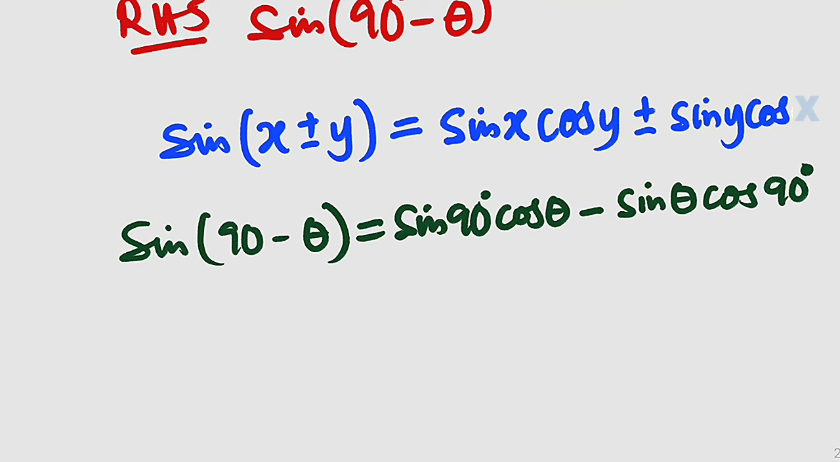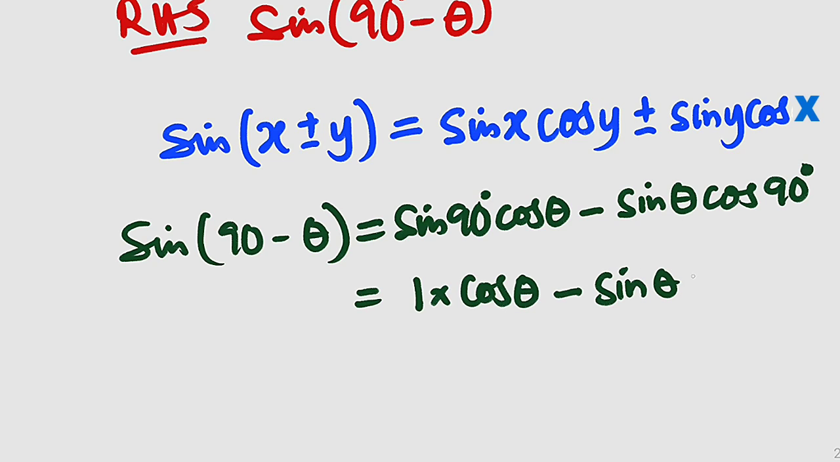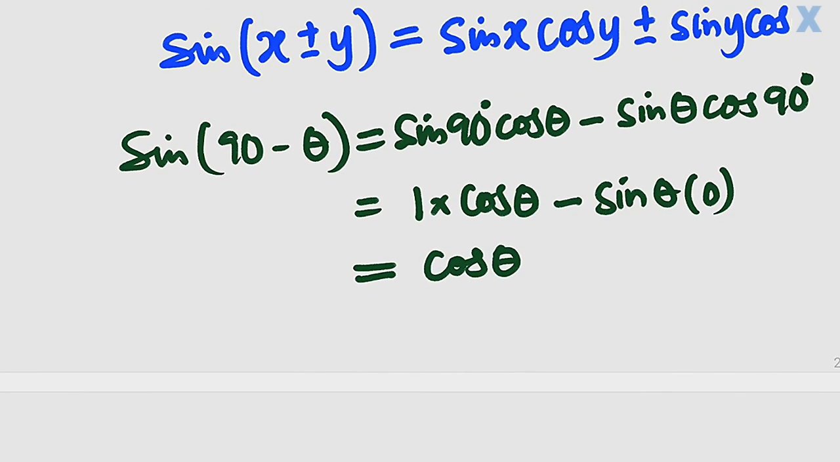So let's simplify. You should know that sine of 90 degrees is equal to 1. So we have 1 multiplied by cosine of theta, minus sine of theta multiplied by cosine of 90 degrees, which is 0. The whole of this second term gives us 0 because sine of theta times 0 is 0, and 1 times cosine of theta is cosine of theta. Hence, the whole of this is nothing but cosine of theta. And hence, we have just shown that sine of 90 degrees minus theta is equivalent to cosine of theta.